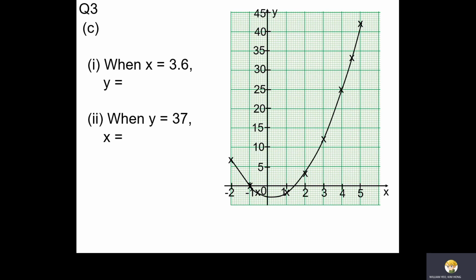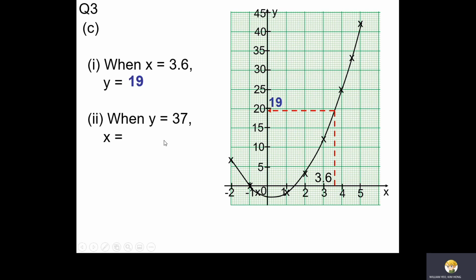Part C again. They give us x 3.6. Where is it? 1, 2, 3. 3.6 somewhere here. Go up. Draw a dashed line or dotted line up. Garis putus putus. Here, you read 19. So y is 19.